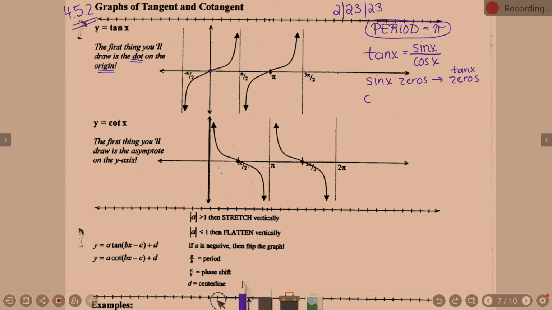So any place that cosine has a 0, those are going to be asymptotes for tangent. It's going to be tan x asymptotes. Now, is that necessary knowledge you have to have? No. But it's a connection that can be made of how our tangent graph compares to our sine and cosine graph, because tangent is sine divided by cosine.